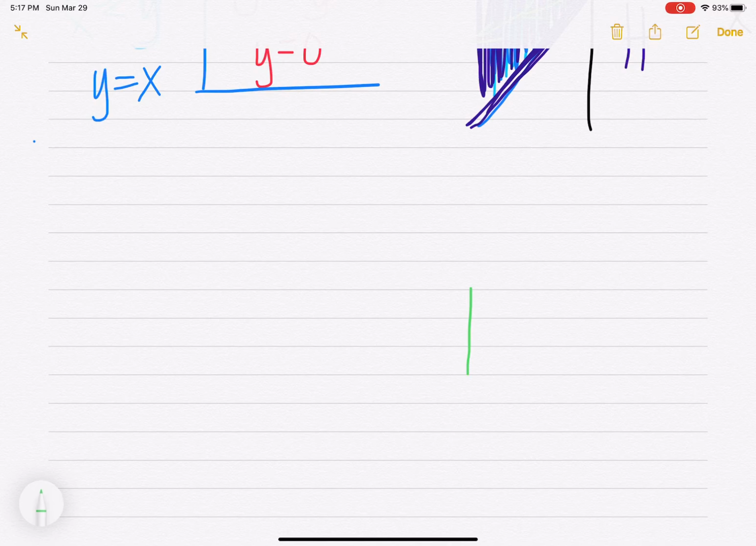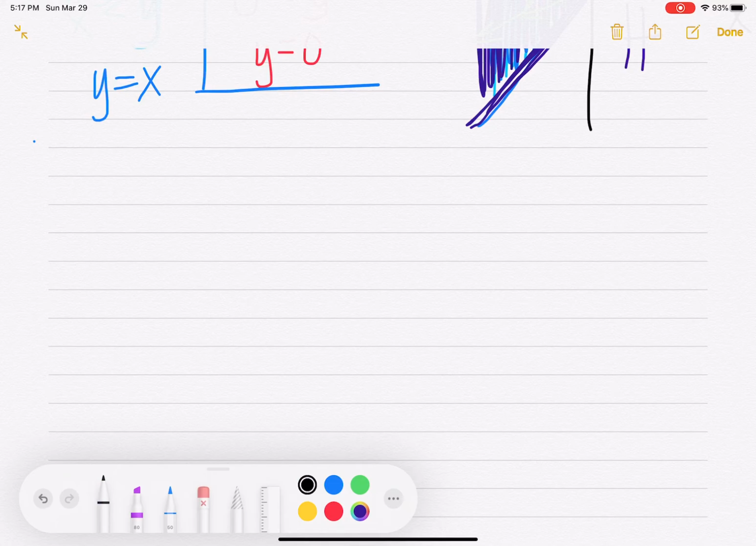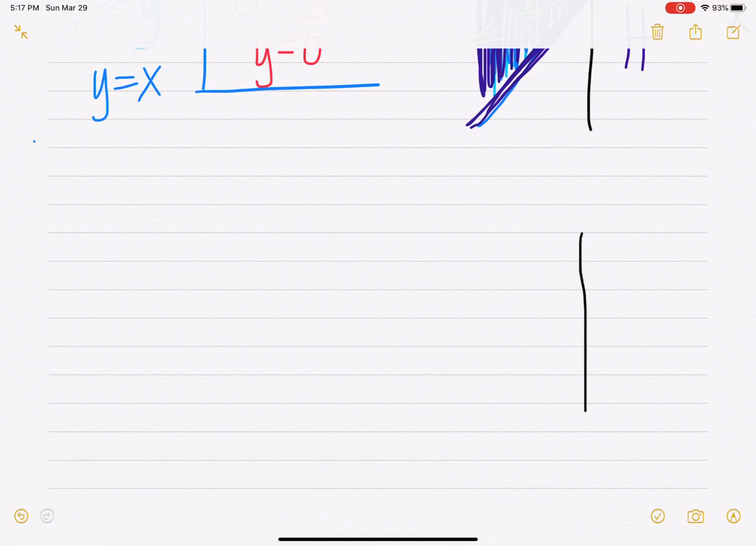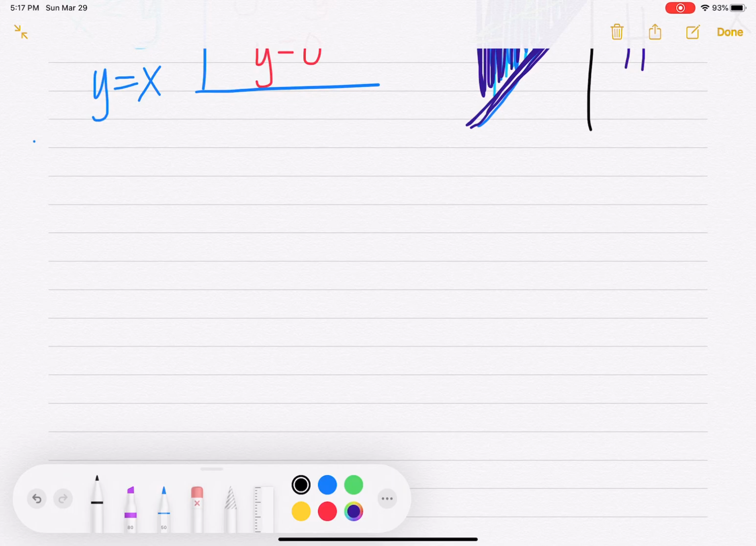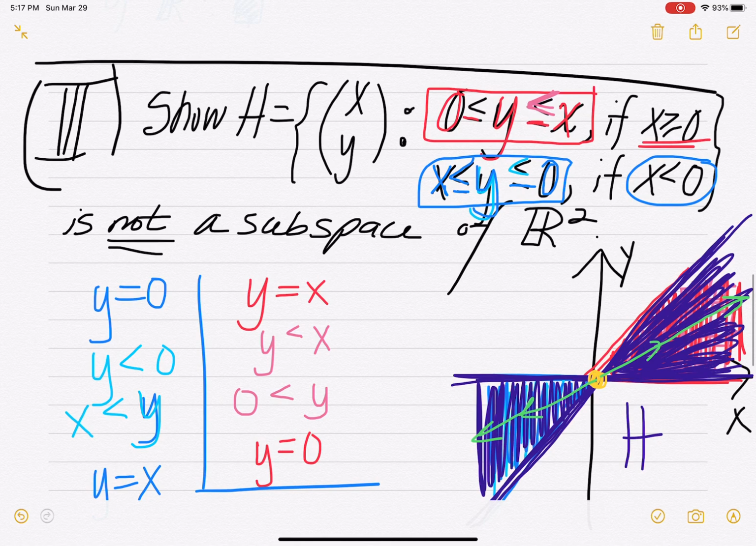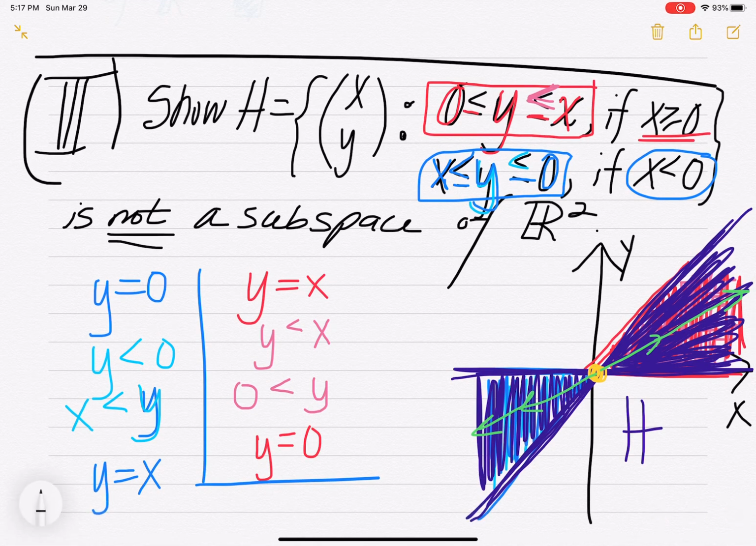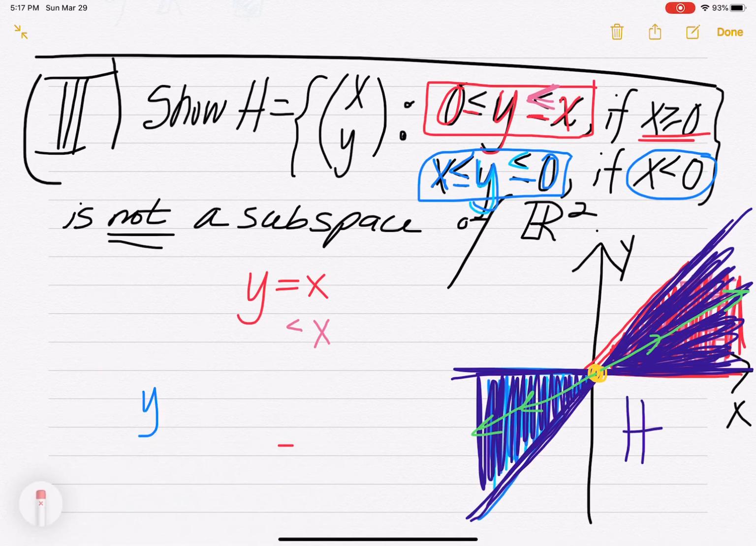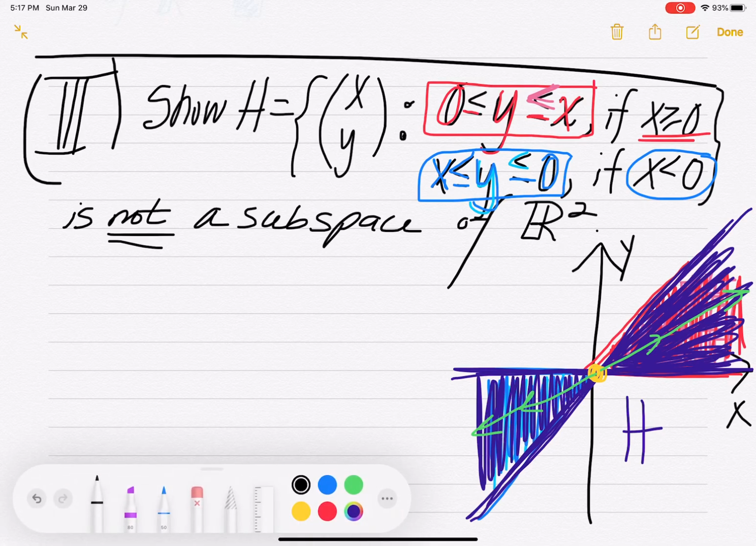Well, let me get rid of that. Okay, come on. Nope, nope, nope. Okay, you're going to work this time. Okay, so I'm going to erase all this chicken scratch here. Chicken scratch.